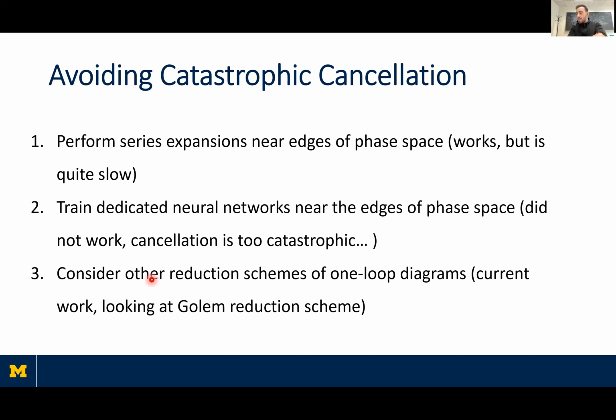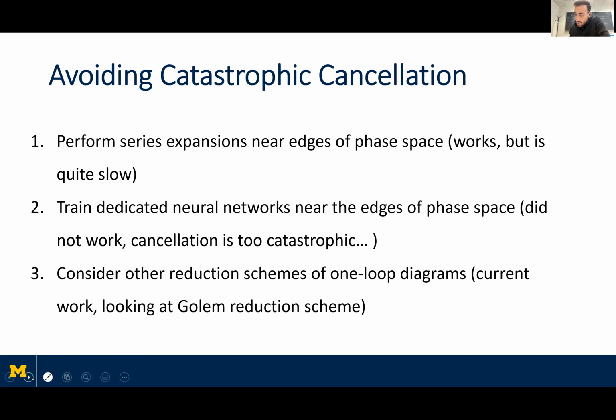So the other thing that we considered was a different reduction scheme. Passarino and Veltman, thank you, you helped us a lot, but it's actually your scheme that's giving us this problem. So maybe we should look somewhere else into a different scheme. So currently we're looking at the Golem reduction scheme. And I wanted to talk more about this for today, but it ended up being quite involved and it takes up a lot of time. So I decided not to include it.